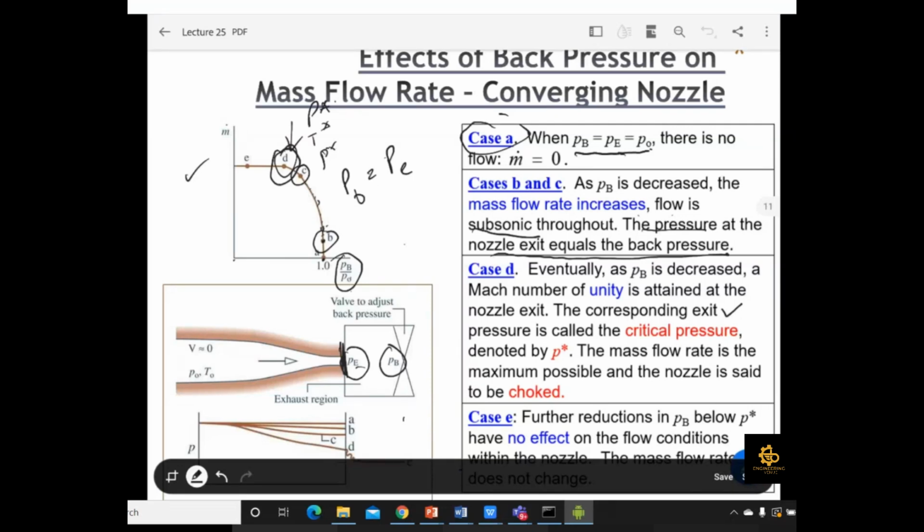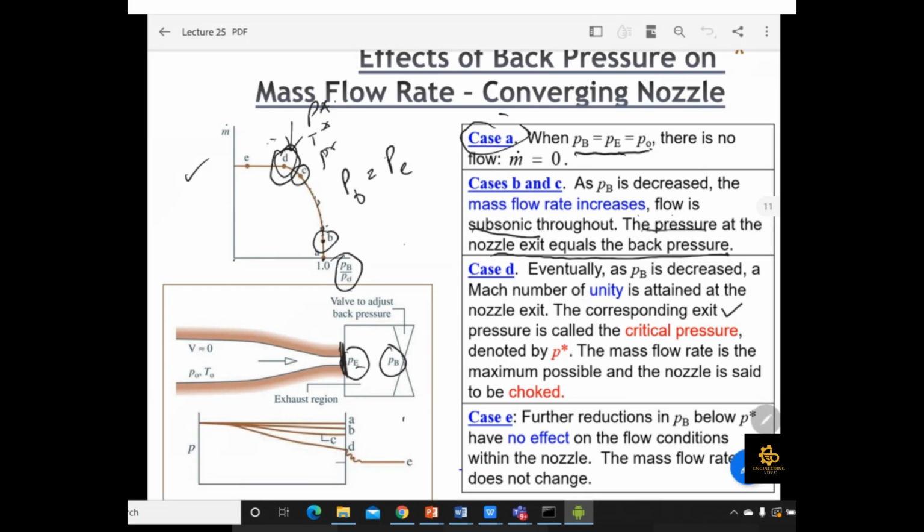Okay, and the nozzle is said to be choked. So what is the meaning of choked? Choked means basically when your mass flow is maximum and cannot increase further by changing the back pressure. Okay, so this is the meaning of choke flow.